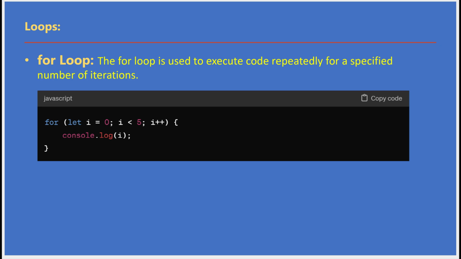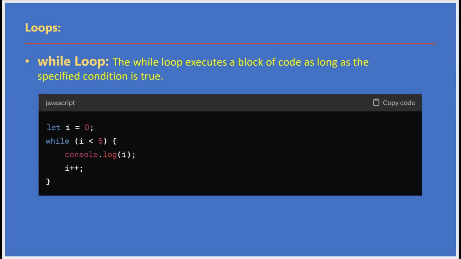The for loop initiates a counter, checks if the counter meets a specified condition, and then increments the counter after each iteration. Then there's the while loop, which executes a block of code as long as a specified condition is true. Unlike the for loop, the while loop only needs the condition, and the counter can be incremented within the loop.